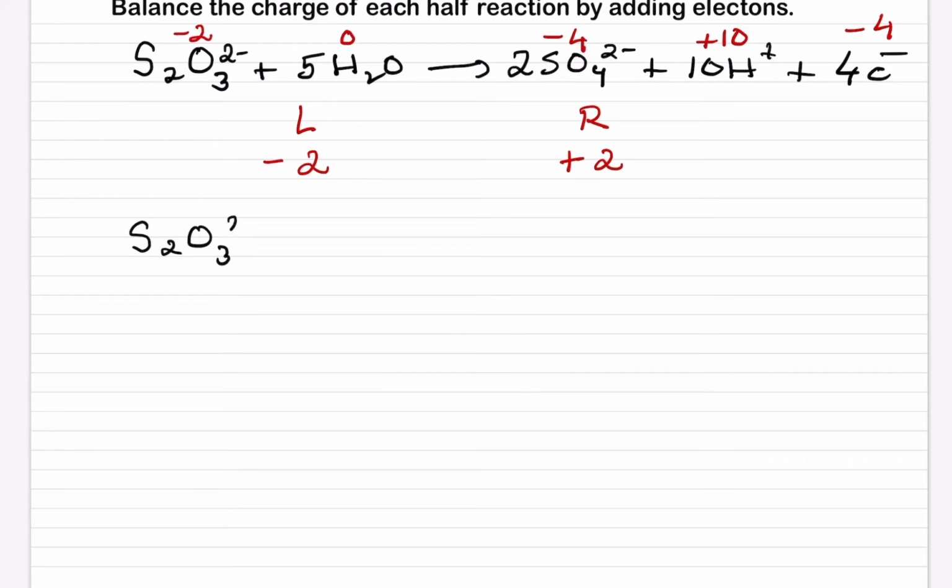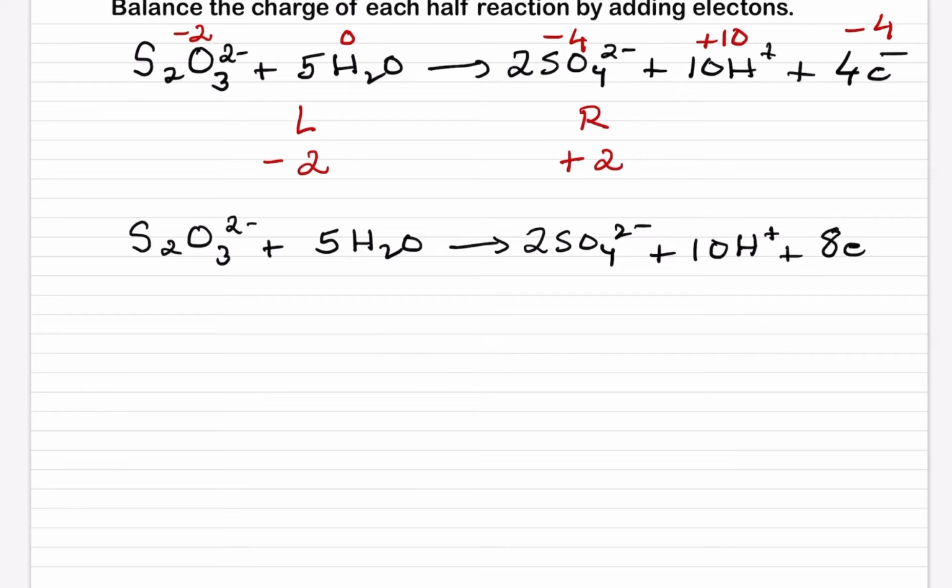S2O3 2- + 5H2O will yield 2SO4 2- + 10H+ + 8e-. Now this 4 electrons we have to make into 8 electrons to balance the charge by adding 4 more electrons. So now it becomes 8 electrons.